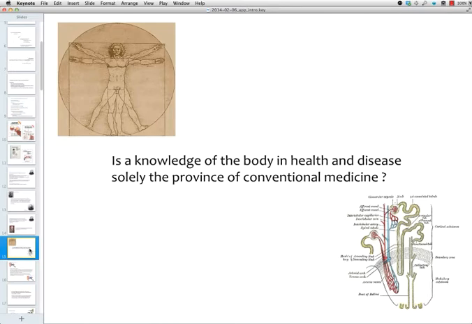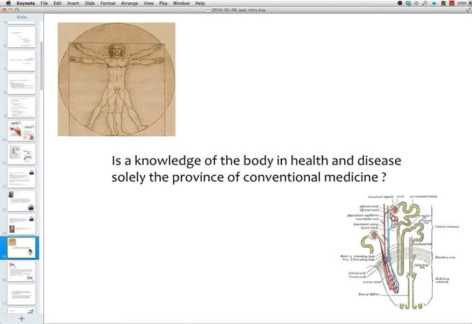So I want to ask a big question. Is a knowledge of the body in health and disease solely the province of conventional medicine? Or does this belong to us as well? Right? Hahnemann tells us in that lengthy footnote to Aphorism 1, he seems to suggest to us that a knowledge of what's going on in the body isn't important and can get in the way, right? He has that lovely statement that I wish I could use when I stand in front of a group of medical doctors, talking about how we have too many chairs of theoretical medicine, okay?